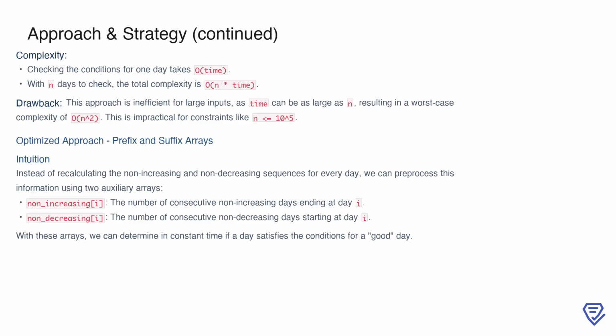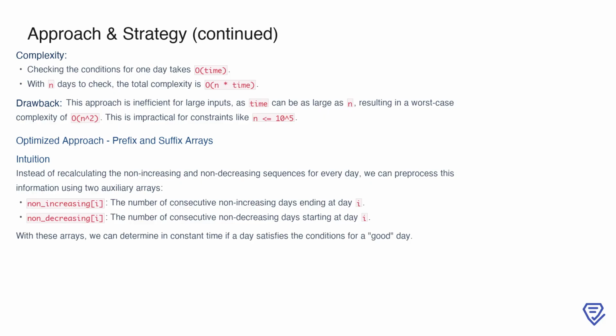In the worst case, when time is nearly equal to n, this approach becomes O(n²). Such a complexity can be impractical for large inputs, especially since n can go up to 100,000 as per the problem constraints. To address these performance issues, we can adopt an optimized strategy using prefix and suffix arrays. The key insight here is to pre-process the security data, allowing us to efficiently determine whether a given day meets the conditions without recalculating the sequences repeatedly.